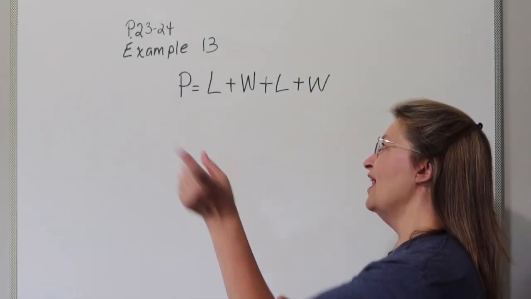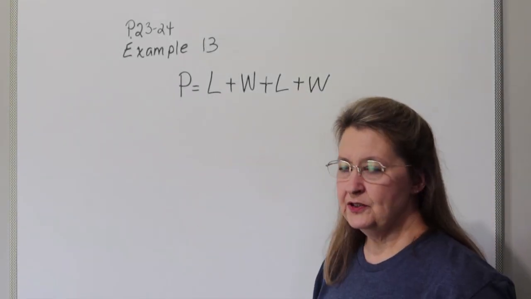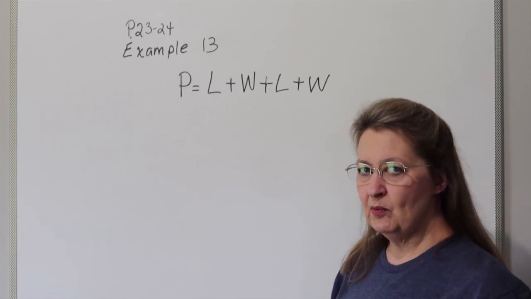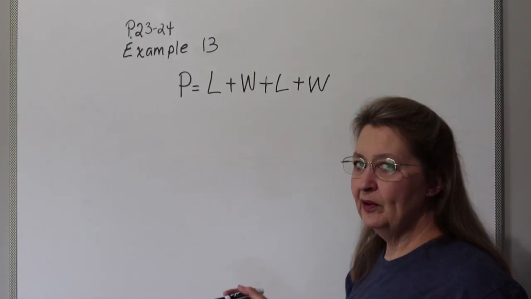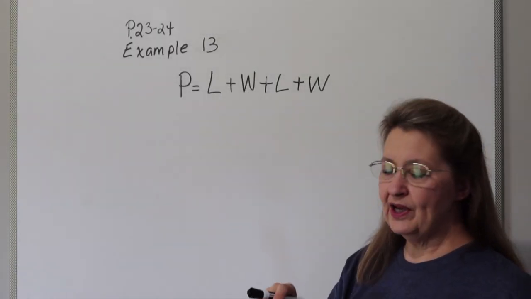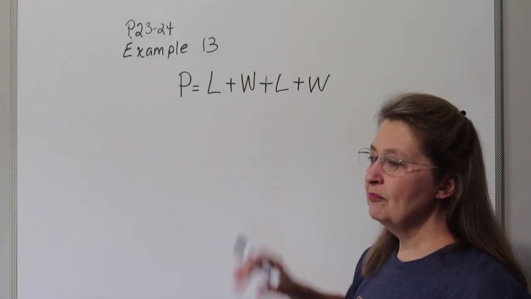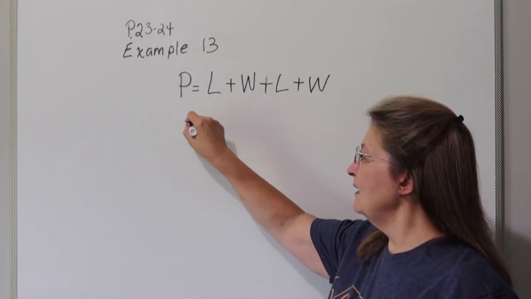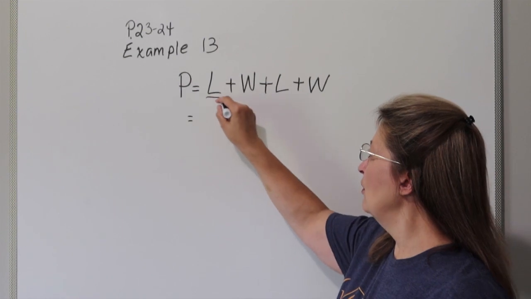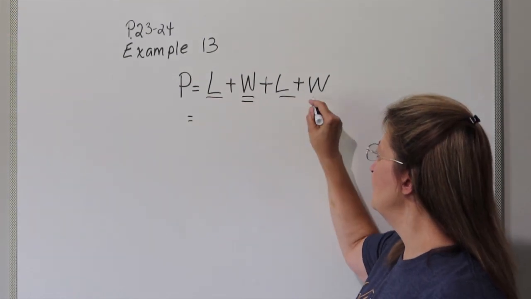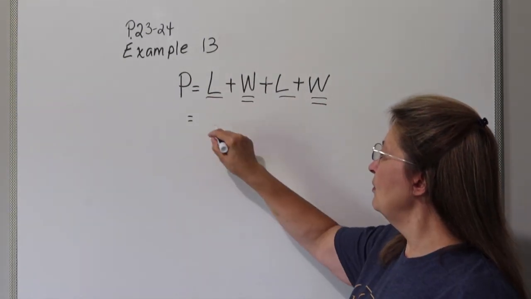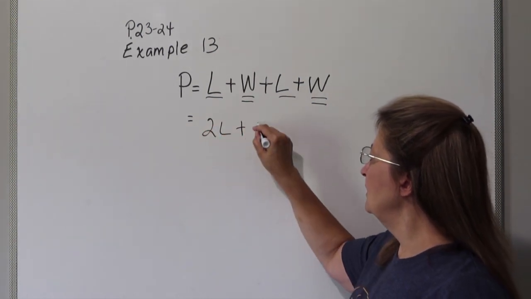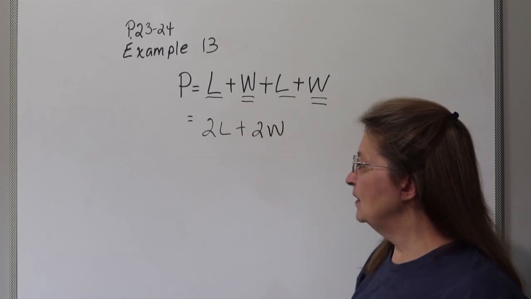Okay, we're ready for our last example problem for this section. Example 13, which starts on page 23 and finishes up on page 24. This is the perimeter of a rectangle, and you add all four sides together. They want us to simplify this formula. So let's add the matching terms. L matches L and W matches W. So L plus L is 2L and W plus W is 2W.